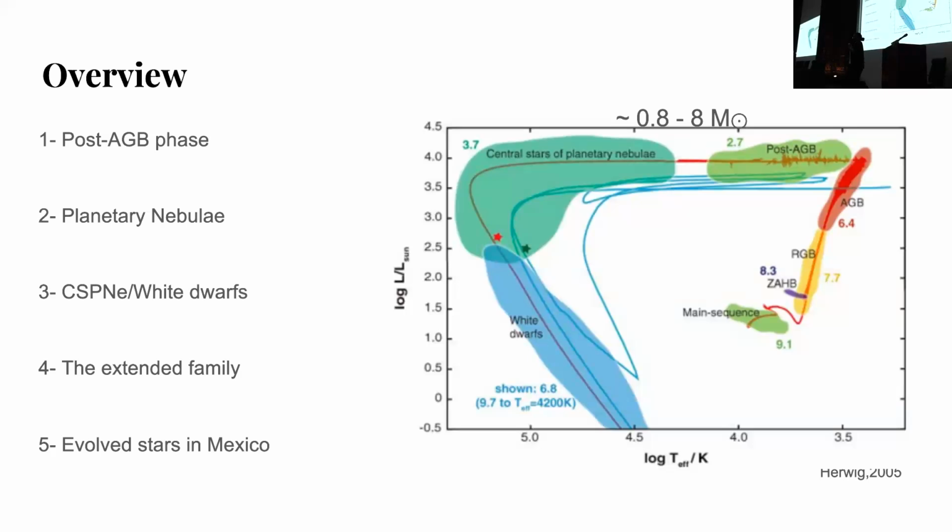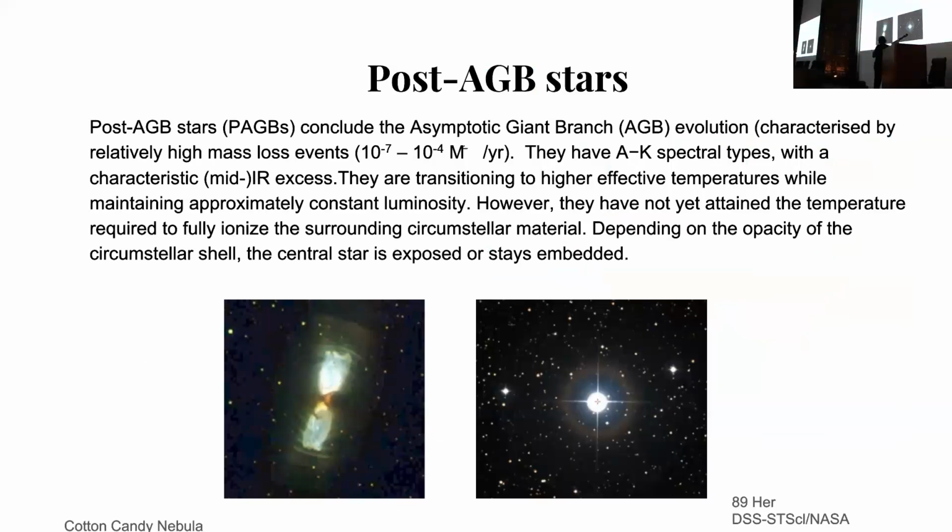And now I'm going to change language to go even faster. Okay, so post-AGB stars. So what do we call a post-AGB star? What's happening during the post-AGB phase? Basically, this is the phase after the AGB, as the name indicates. During the AGB, you have lots of mass loss, up to 10 to the minus 4 solar masses per year. They are characterized by a large mid-infrared excess, and basically they are transitioning to higher temperature. The temperature of post-AGB stars is generally up to 7,000 to 8,000 K. So those are classified as cool objects.